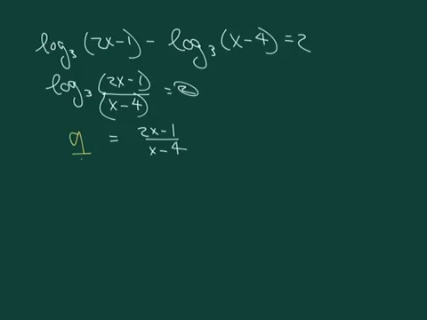I would make this a 9 over 1, cross multiply, and get 9x minus 36 equals 2x minus 1. And then go ahead and solve for your x, and you end up with x equals 5. And this one does work.